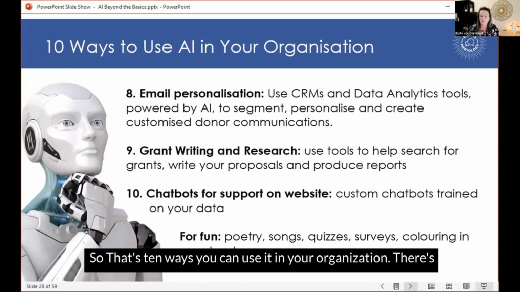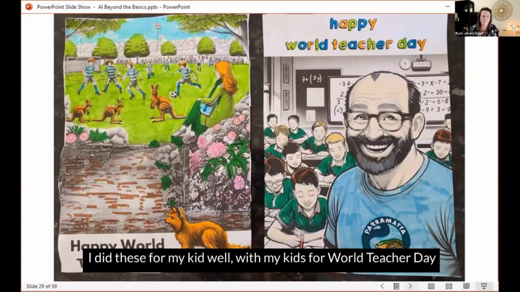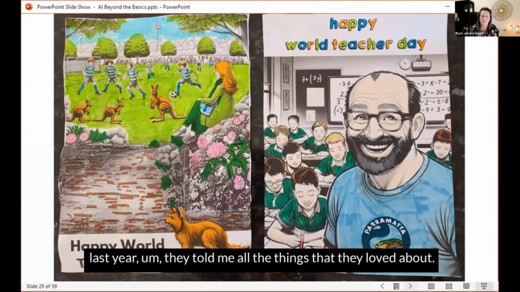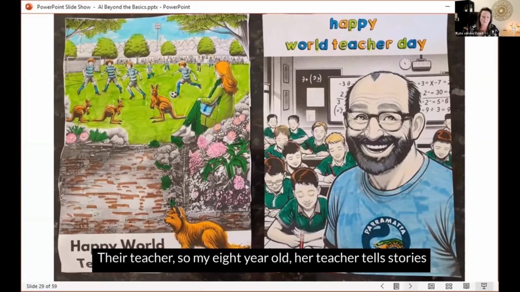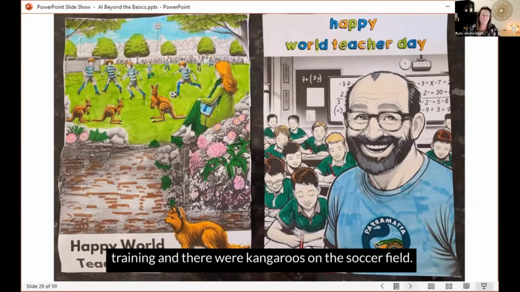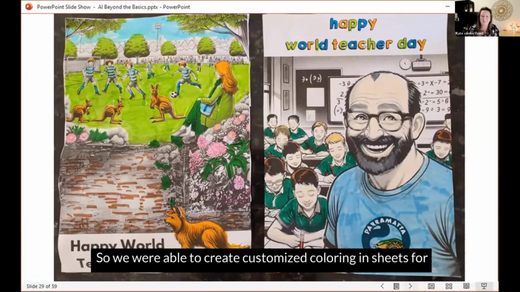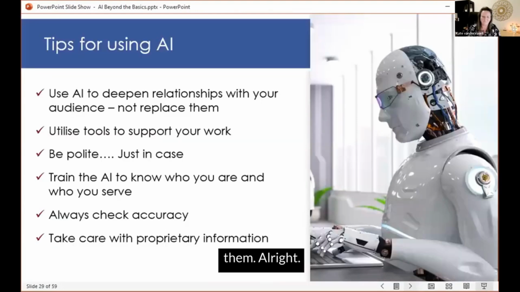So that's 10 ways you can use it in your organization. There's the colouring in example. I did these with my kids for World Teacher Day last year. They told me all the things that they loved about their teacher. My 8-year-old's teacher tells stories about her kids who play competitive soccer, and while they were training there were kangaroos on the soccer field, so we created a colouring in about that. And my 10-year-old's teacher loves maths and is a Parramatta Eels fan, so we were able to create customised colouring in sheets for them.